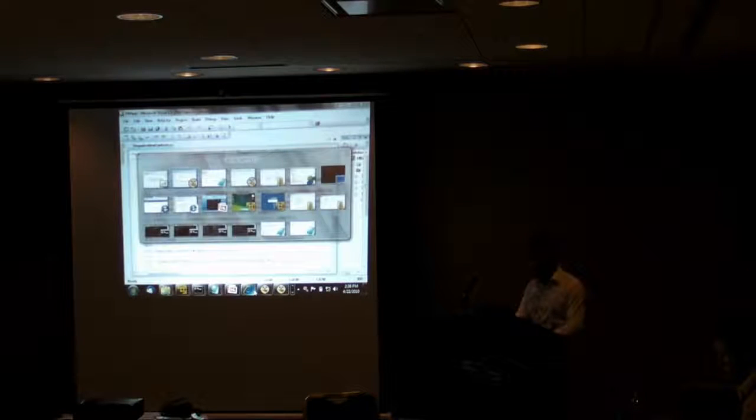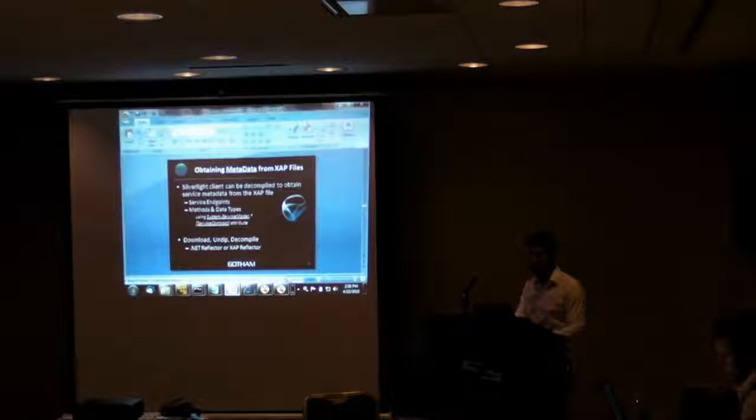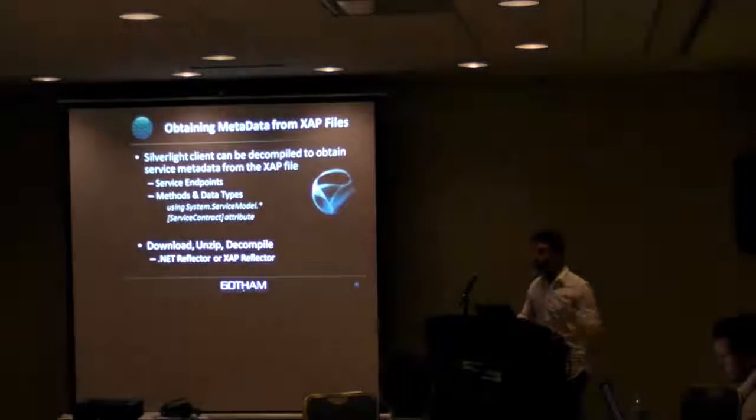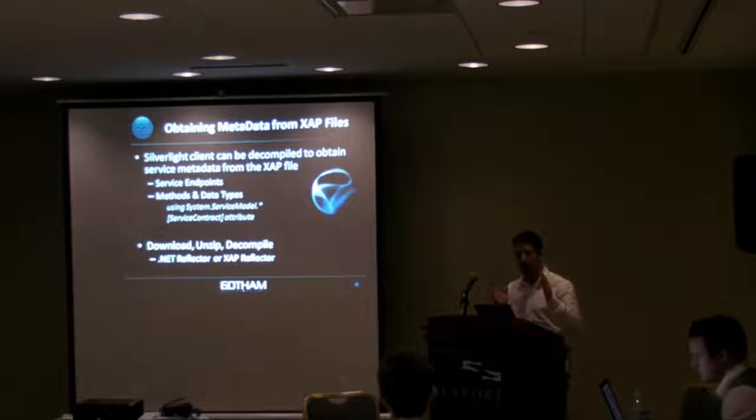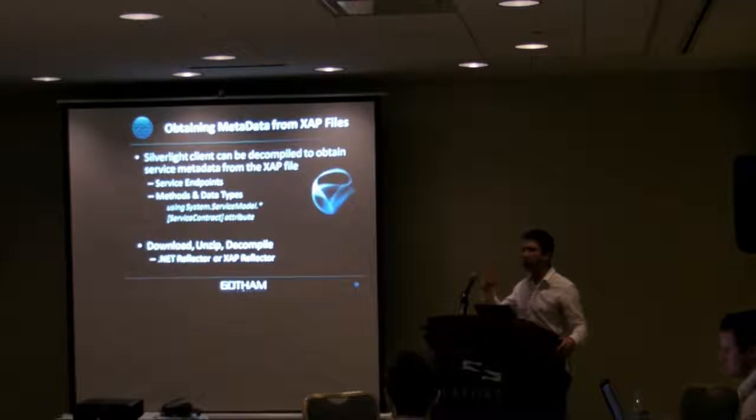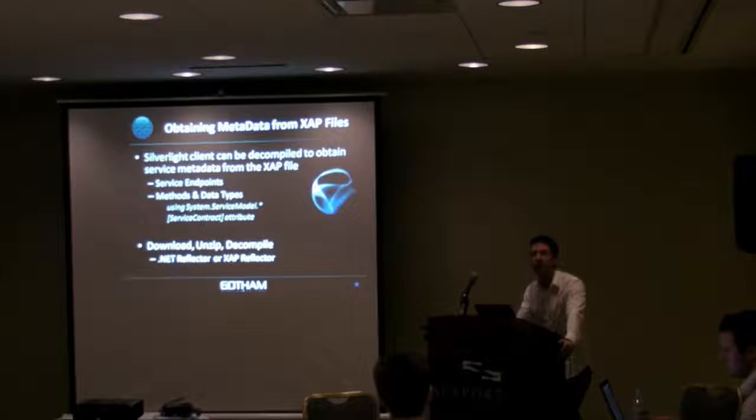So the bottom line here is that even though you don't have metadata exposed by default with an RIA service, you're normally going to have a XAP file, and that XAP file is going to give you all the information you need. So just some pointers there. Look for System.ServiceModel in your decompiled code, and also look for the ServiceContract attribute, which is normally going to be on top of your interface. And that'll basically just give you a list of all the different methods that you can call.